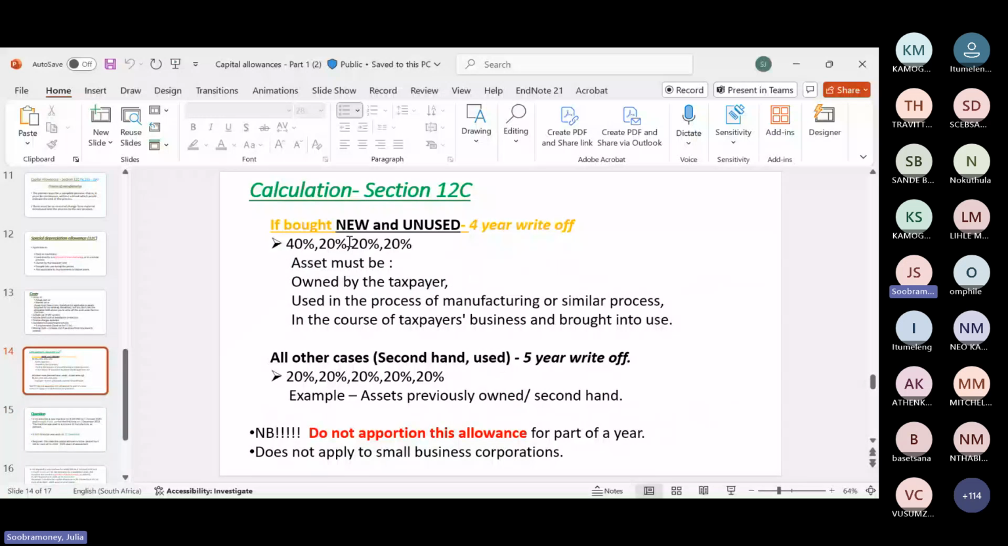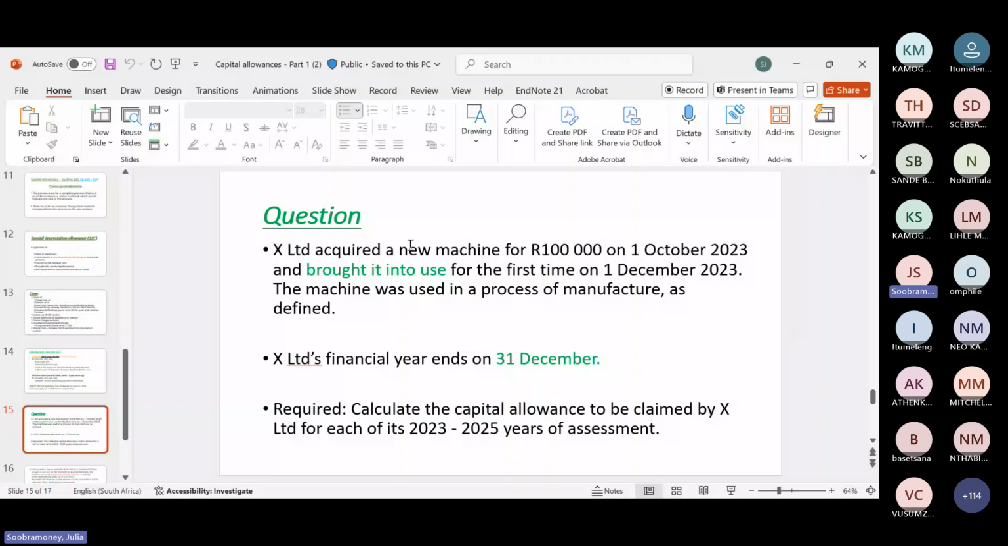Okay, so this question, it says it is a new machine. Therefore, I know it's going to be written off over 4 years, okay? So in the first year that I bring it into use, I'm going to write off 40%. Now my question to you is, in 2023, I only brought it into use on 1 December, but am I going to apportion for 1 month? Yes or no? No, you're not. You're going to claim the whole amount, right? Why? What does the rule say? No apportionment.